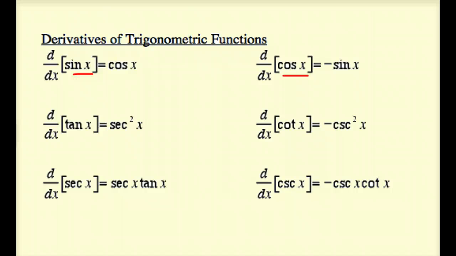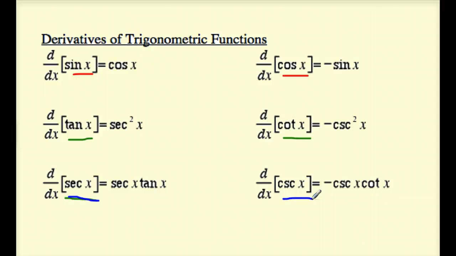So tangent's derivative is secant squared of x. Cotangent's derivative is negative cosecant squared of x. Secant's derivative is secant of x tangent of x. And cosecant's derivative, let me use blue here, is negative cosecant x cotangent x. So these are derivatives that you're going to need to remember.